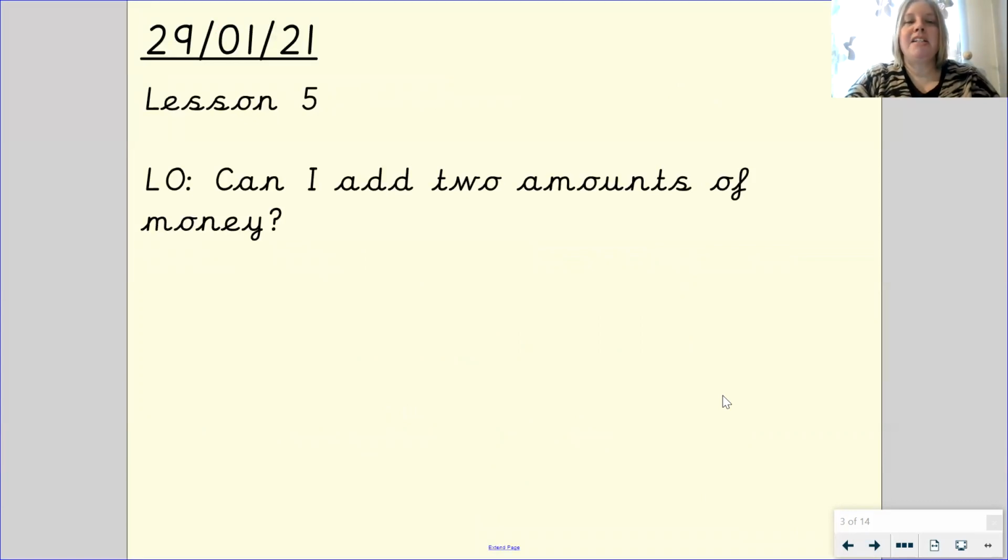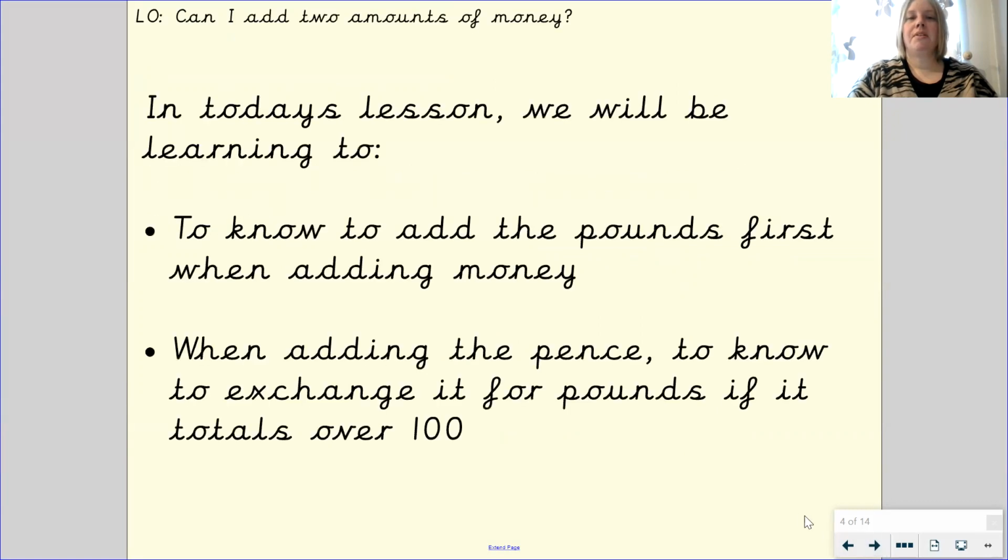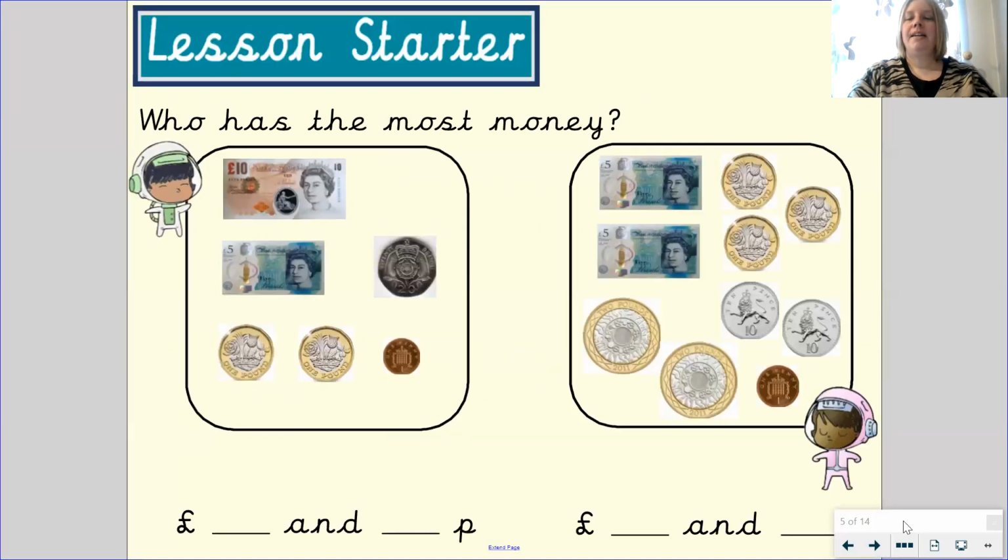Our learning objective is, can I add 2 amounts of money? In today's lesson, we will be learning to add the pounds first when we are adding money. And we will also be learning that when adding the pence, we need to exchange it for pounds if it totals over 100.